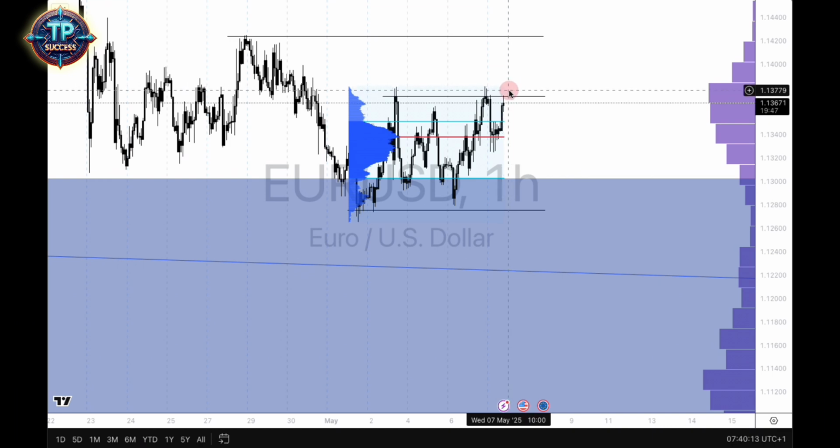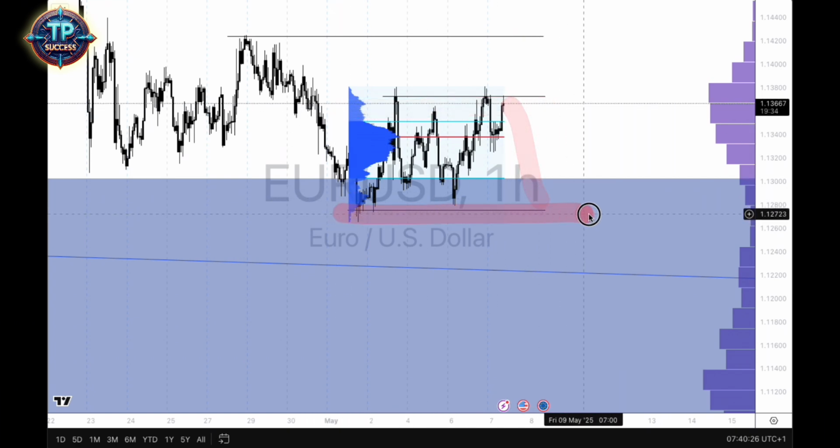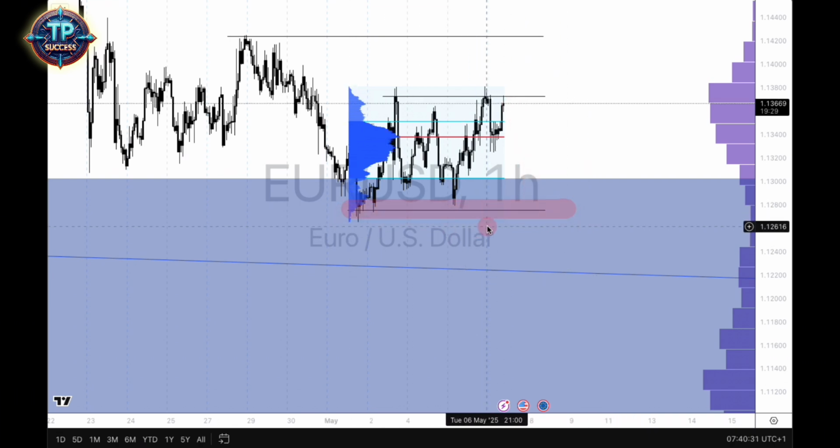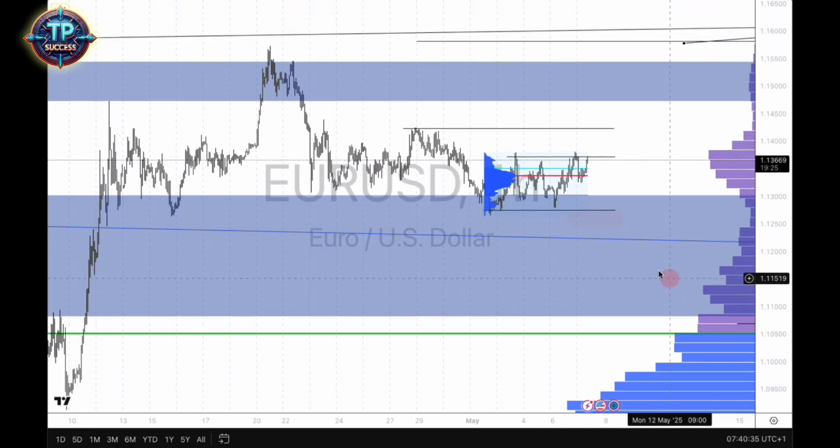So not a wick through, a proper close. I'll be taking buys from above this level. We can see we have low value nodes in this area, so a close below that level, I'll be looking for sales down to this low value node area, and a close below this, I'll be thinking about taking sales, even though we're in a massive low value area. So that will be my strategy, how I would kind of navigate the whole situation, right?